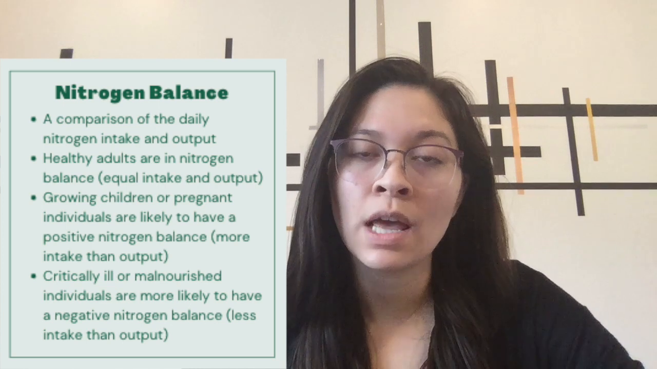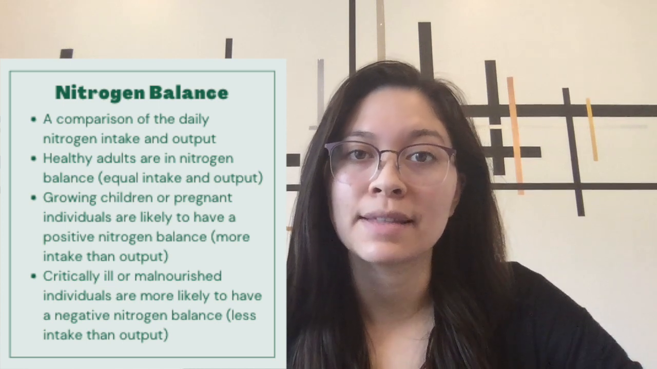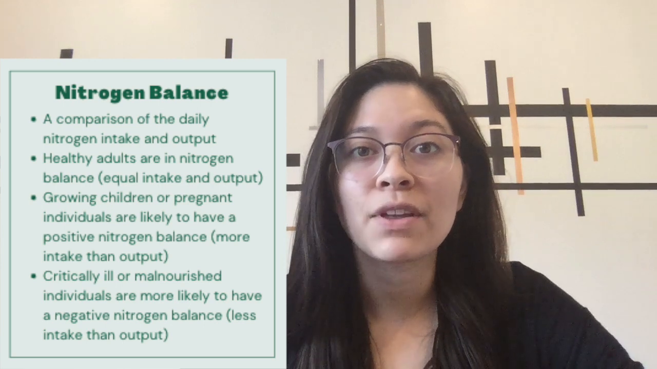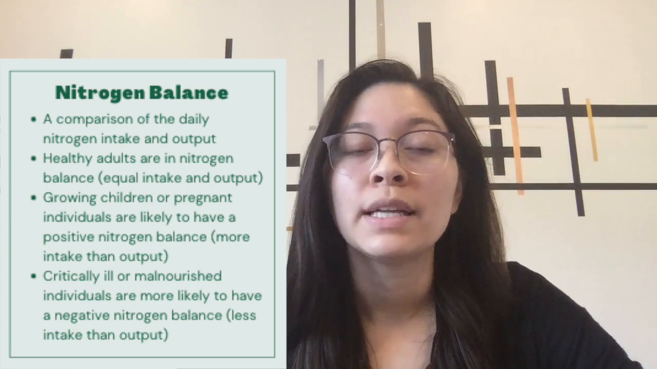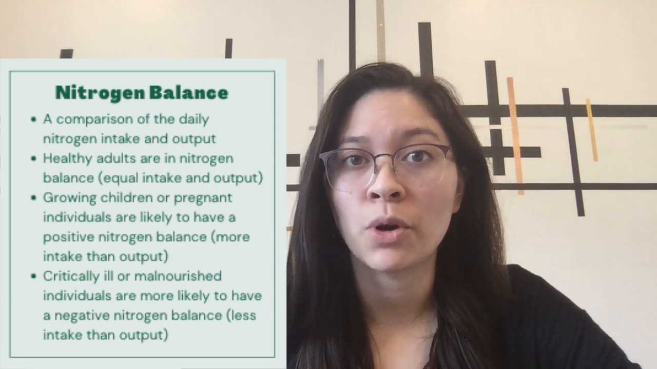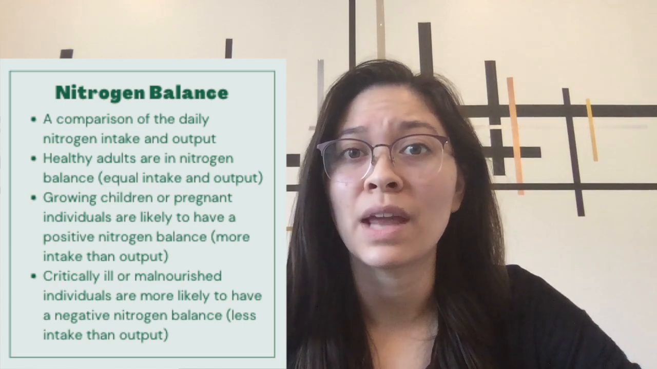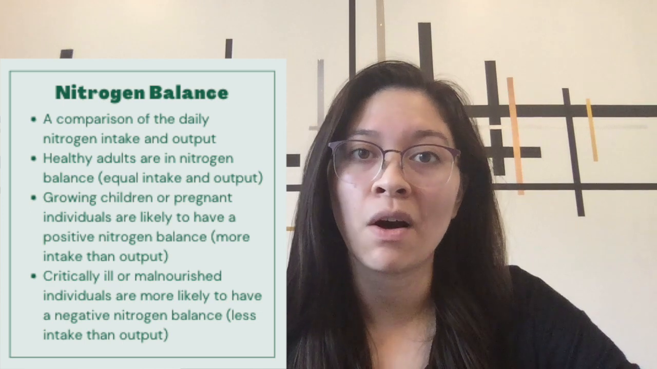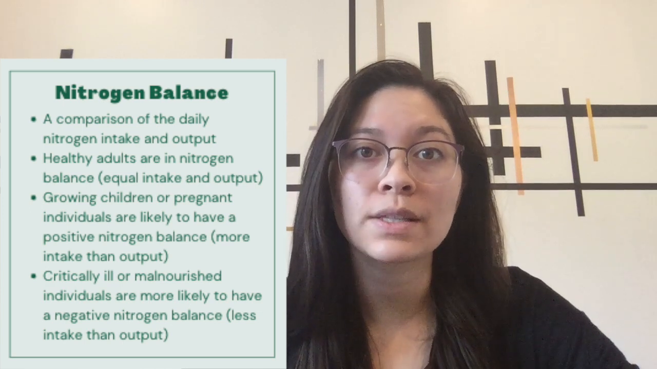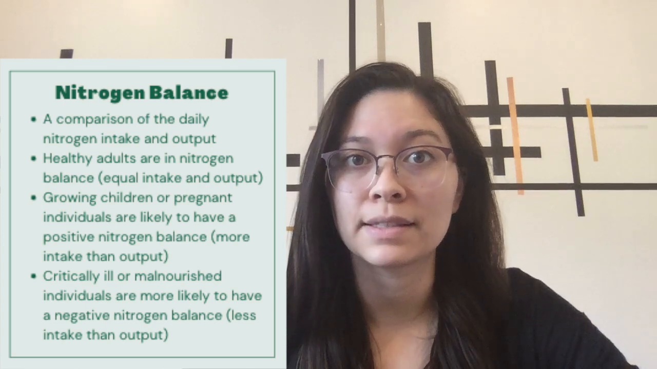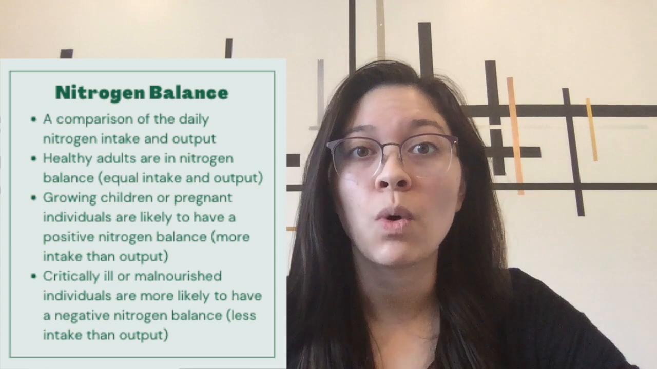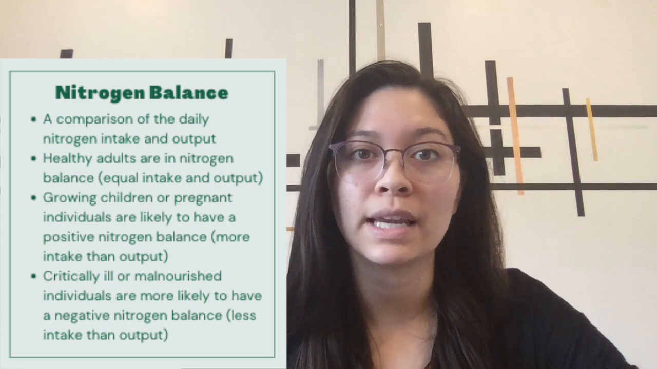which is going to tell us a little bit of information about whether or not our body is at kind of a homeostatic level of protein in the system, if there's perchance growth or development, or if we are having inadequate intakes of protein and we're actually breaking down and losing more protein than we are intaking. For the most part, your healthy adult person is going to be in nitrogen balance. They're going to have an approximately equal quantity of intake and output each day.